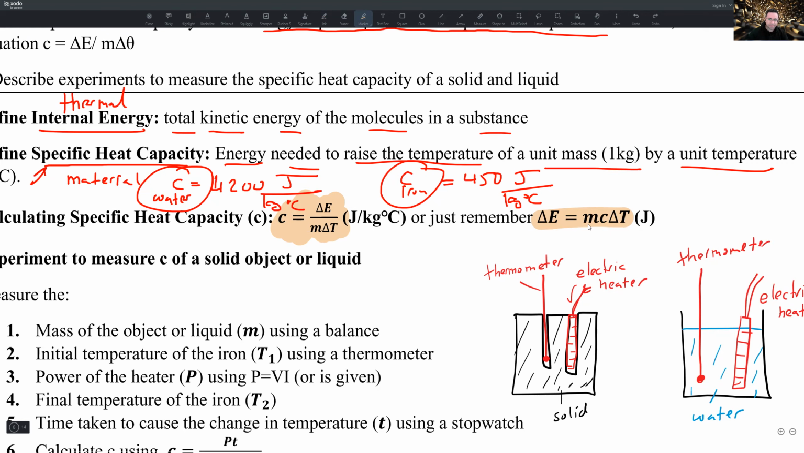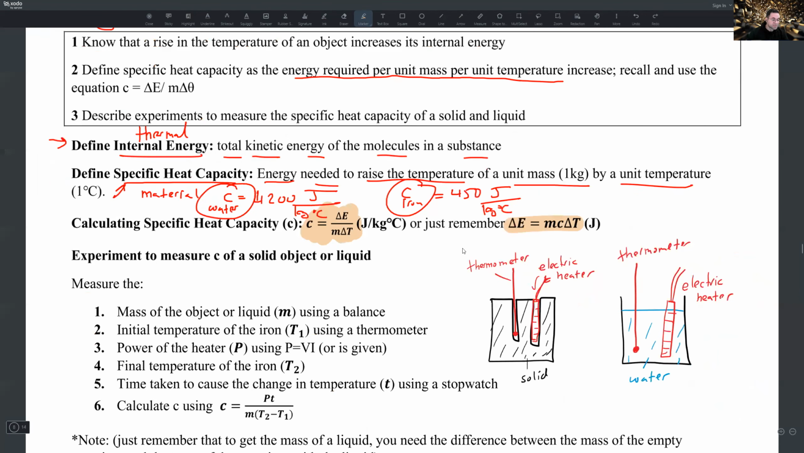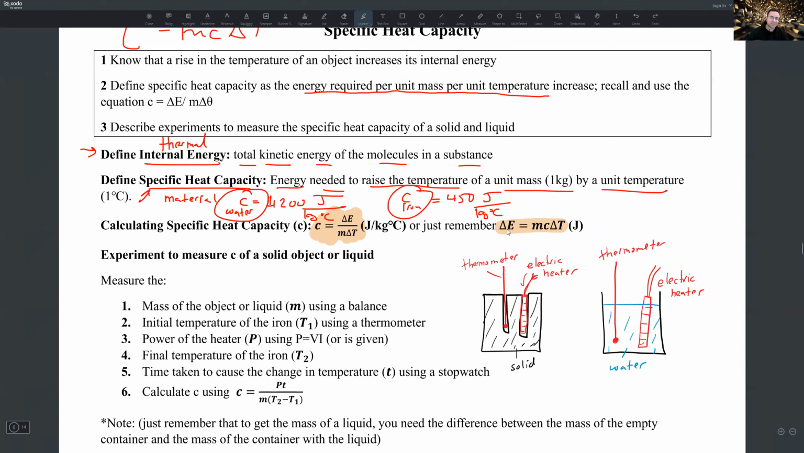Energy equals mass times C times change in temperature. Done. Nice question يا علي. Why is it delta E, change in energy? Because دي ما بتحسبش the internal energy of the object. دي بتحسب change in energy اللي بديها للسبستنس. انت محتاج تدي للسبستنس energy قد ايه.